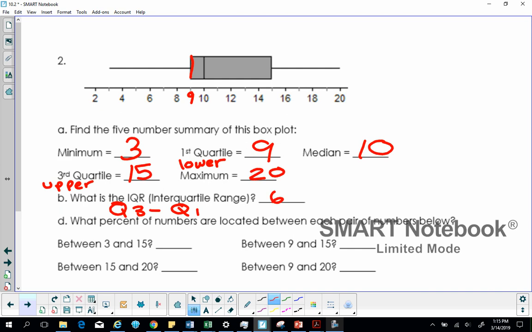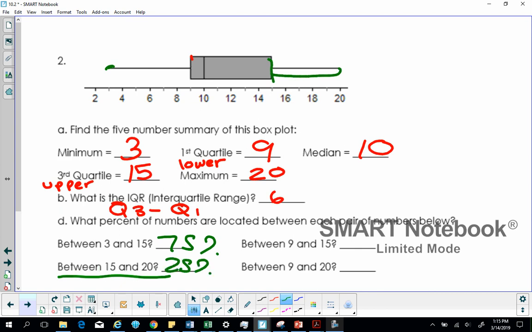And then what percent? Okay, let's try this. 3 to 15. I'm starting at 3, here's this one, to 15. How many increments are there? 1, 2, 3, 75%. Let's do 15 and 20. That's only one increment, from here to here, so it'd be 25.